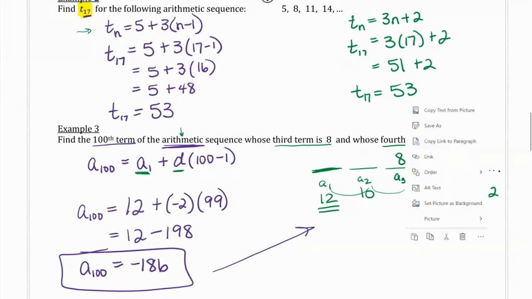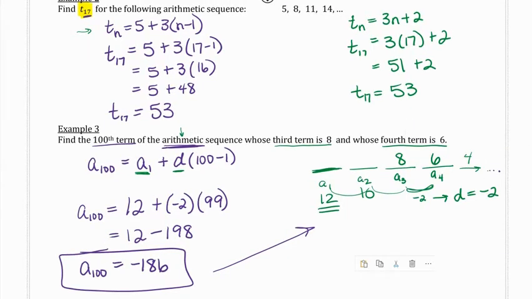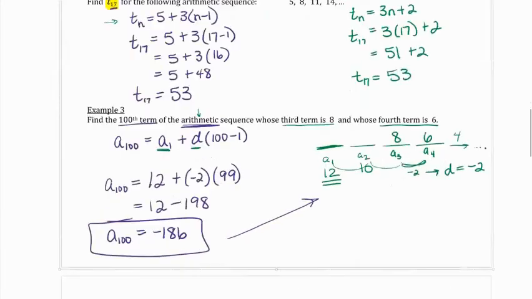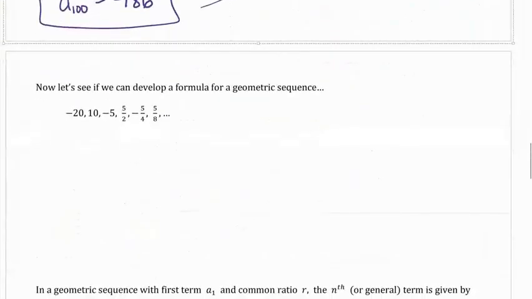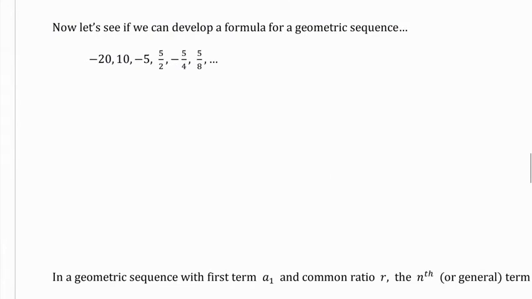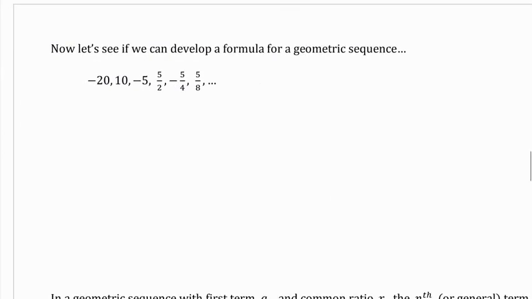So a little bit of problem solving in that one, but nothing too complicated. Okay, I think we go through the same process with a geometric sequence this time. So now we've got our geometric sequence.